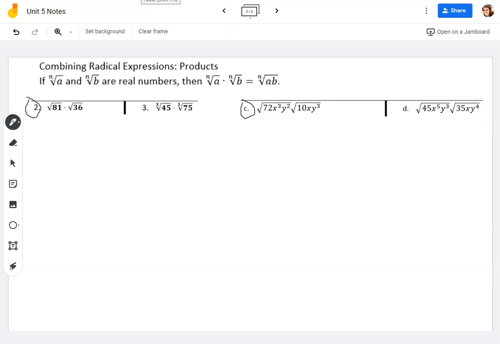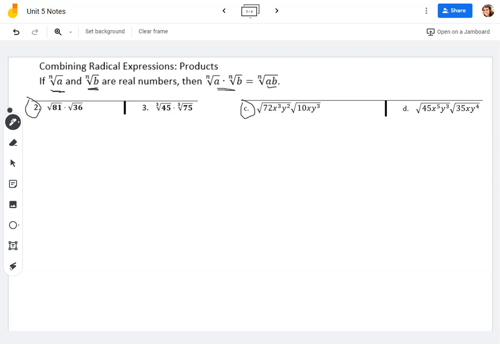This video is going to cover multiplying and dividing radical expressions. So first we'll do multiplying. If you need dividing, just skip ahead a little bit. When we multiply radical expressions, if we have two of them being multiplied, we can combine the values under the radical sign.